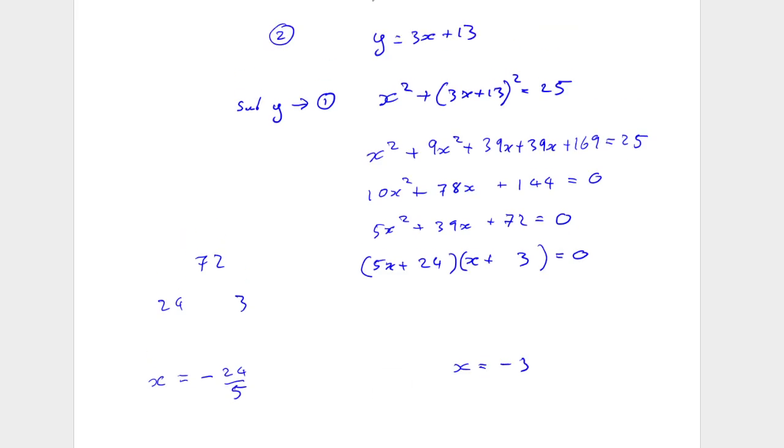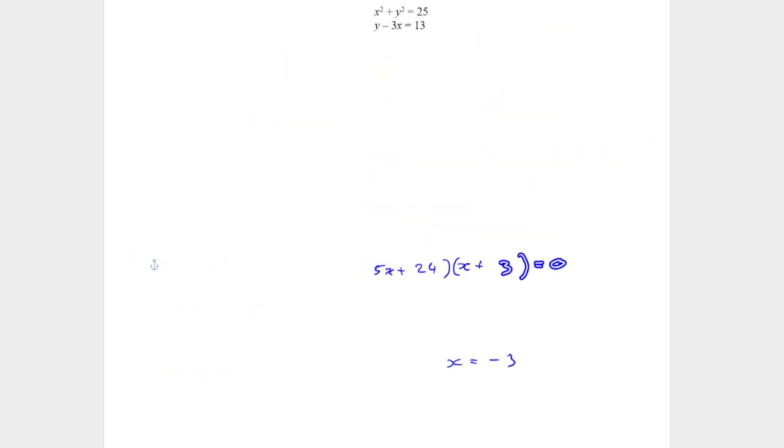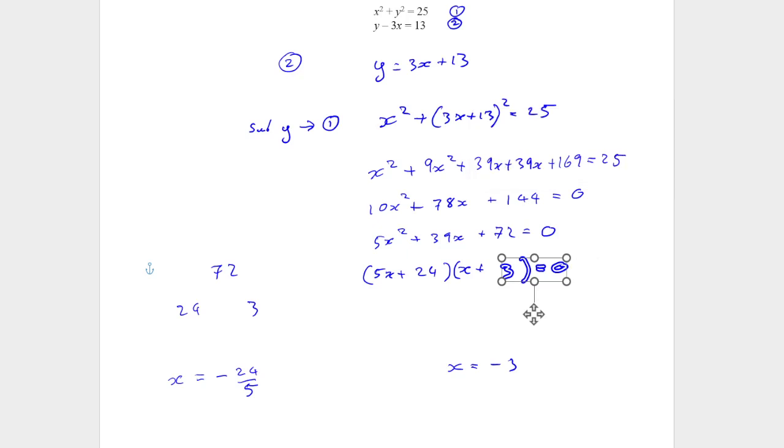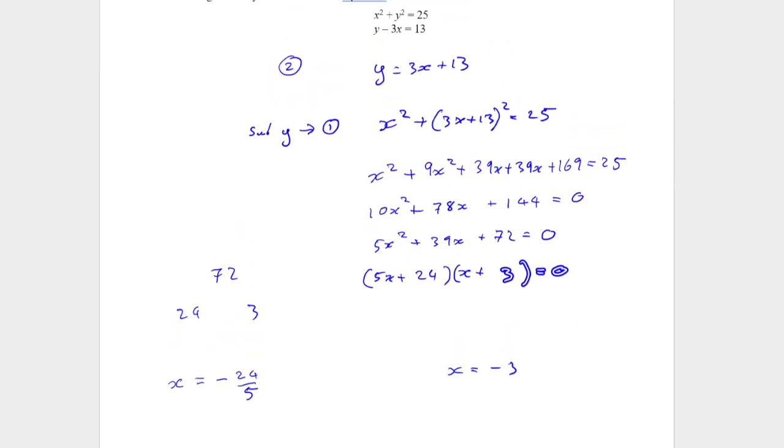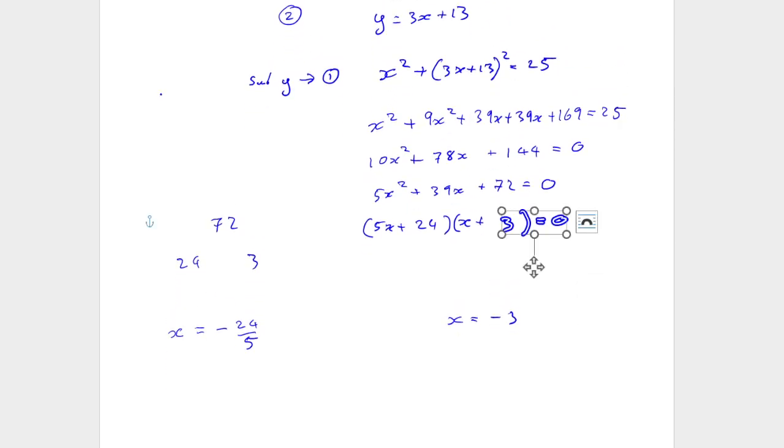So I'm now going to sub my value for x into my initial equation. I'm going to do the easy one first, just because I'm a bit lazy. So y would be equal to 3 times minus 3 plus 13. So minus 9 plus 13 would give me 4. So that's my first pair.